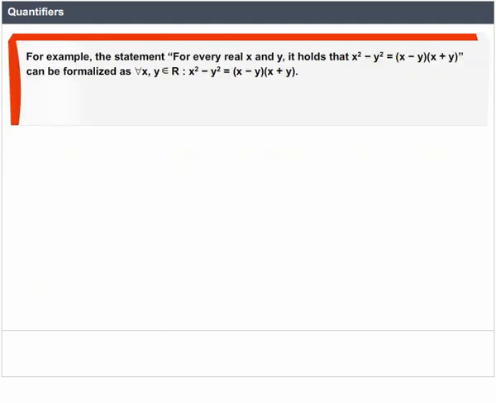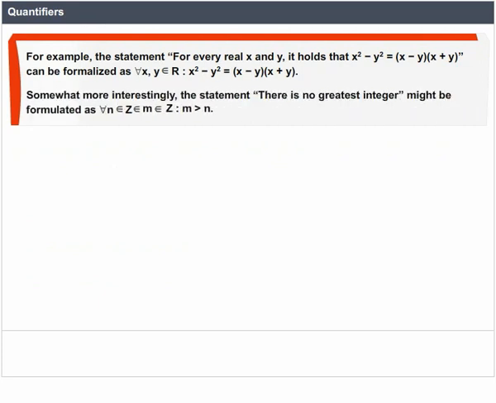For example, the statement for every real x and y, it holds that x squared minus y squared equals (x minus y) times (x plus y) can be formalized as for every x, y belonging to R, x squared minus y squared equals (x minus y) times (x plus y). Somewhat more interestingly, the statement there is no greatest integer might be formulated as for every n belonging to Z, there exists m belonging to Z such that m is greater than n.